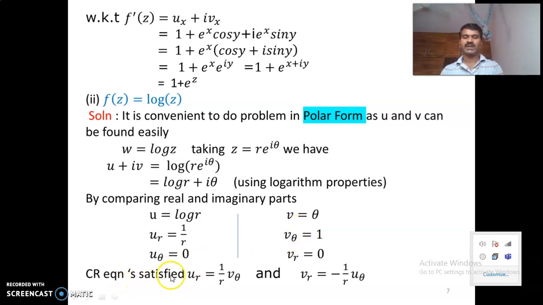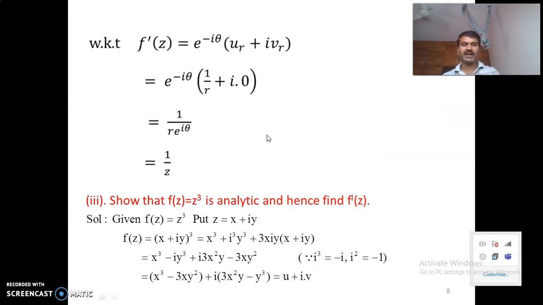Then you can see the CR equations: u_r equals 1 by r v_theta, and v_r equals minus 1 by r u_theta, or u_theta equals minus r into v_r. So the CR equations are satisfied. Then by taking another result for the derivative in polar form, f dash of z equals e power i theta into u_r plus i v_r.